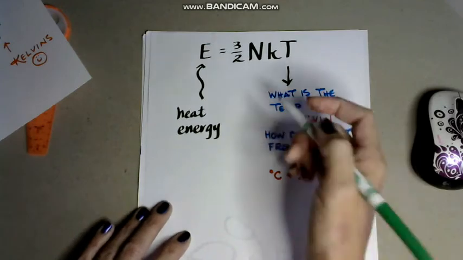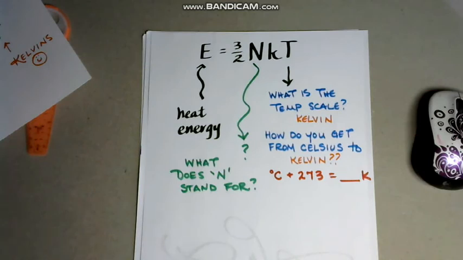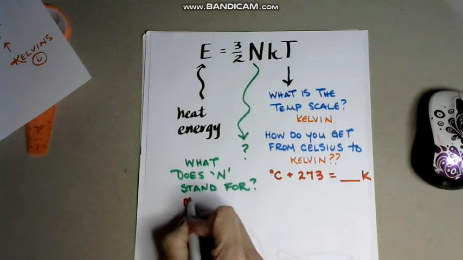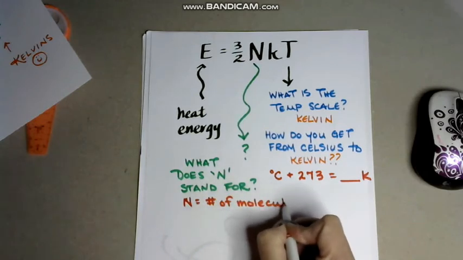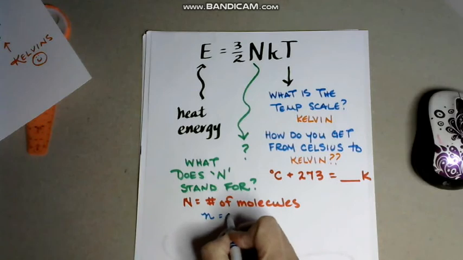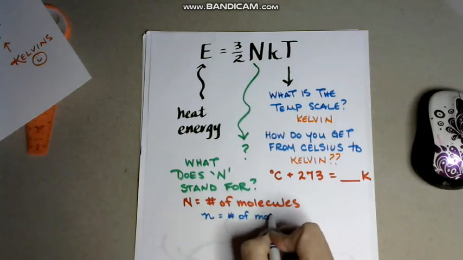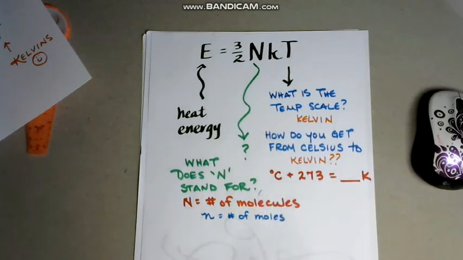Next question. What in the heck is this N? What does N stand for? Go ahead and answer that now. Number of molecules. You may remember the little n is number of moles. But in this equation, the big N is your number of molecules, or the number of particles they are referring to explicitly here.